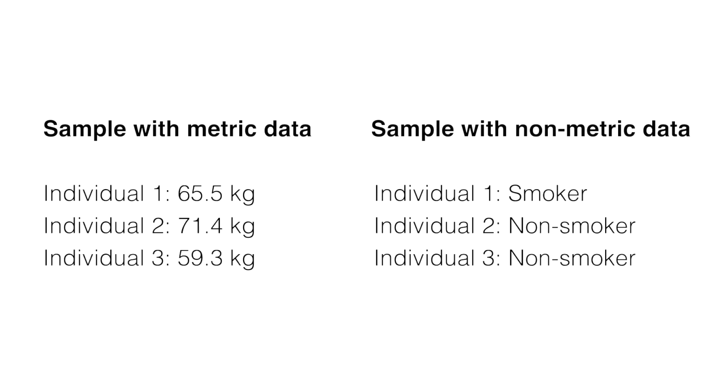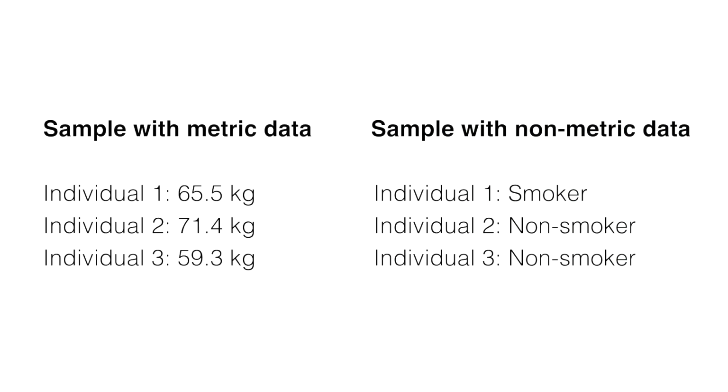Let's see an example to illustrate the difference to metric data. On the left, we have metric data. These are weights of individuals. In each individual, we measure the real number. On the right, we have non-metric data. In each individual, we only observed the attribute of this individual, the category it belongs to. It's a smoker or a non-smoker.